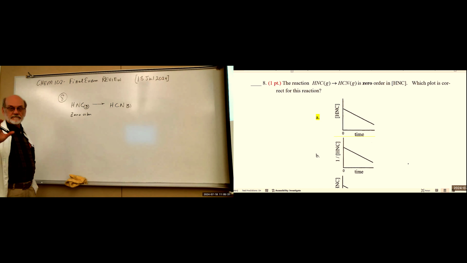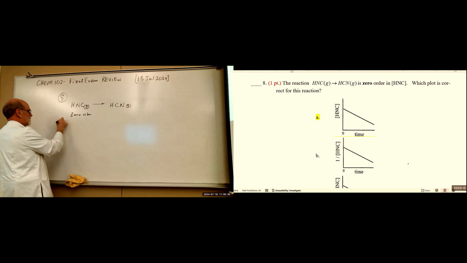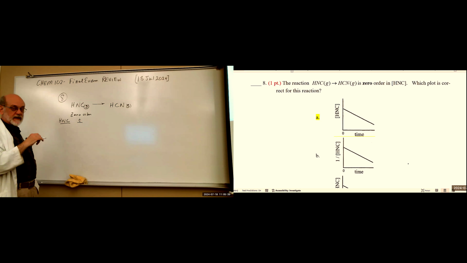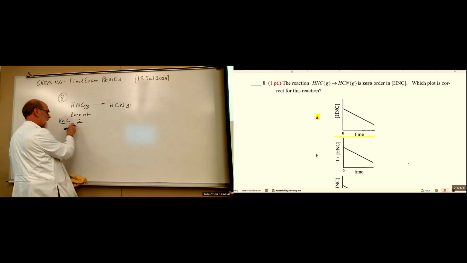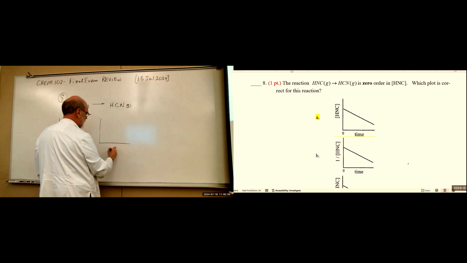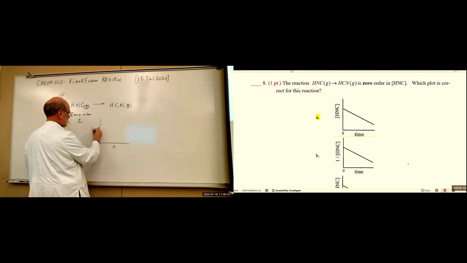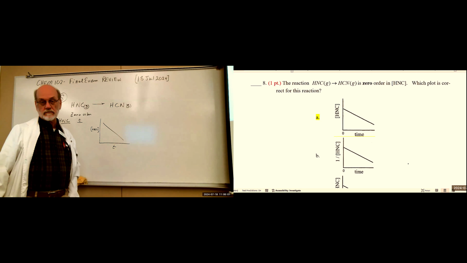If we plot this concentration versus time, what kind of plot are we going to get if it's 0 order? We're going to get a straight line plot, aren't we? If we just plot this against that, then we should get a straight line plot of the concentration of HNC. So that's A.